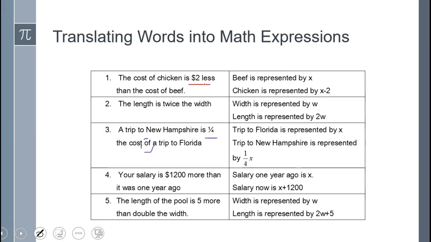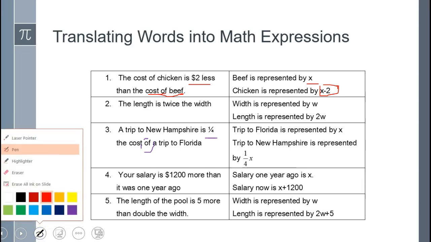Well, how do you choose what your variable is? How do you pick what to call X or what to call W or whatever? You choose the quantity that other things are compared to. Here, chicken is referenced to the cost of beef. So let the cost of beef be X. And then if you knew the cost of beef, this is telling you you could figure out chicken by subtracting 2. Less means subtract. So that makes chicken X minus 2. So there are the two expressions you can use in solving the problem.